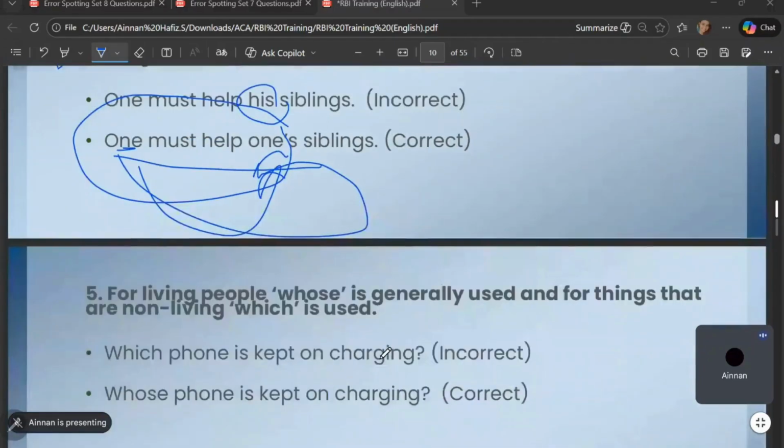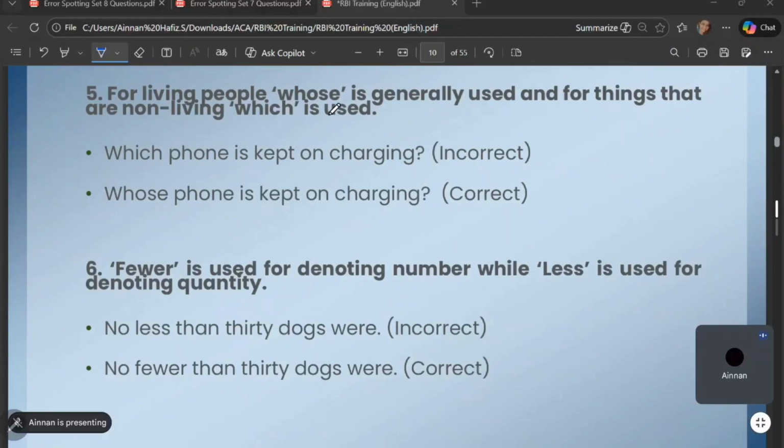Yes, ma'am. Okay. Next, for living people, whose is generally used, and for things that are non-living, which is used. It's just a general statement where, when you're specifying living things, or when you're trying to address living things, you use the word whose, and for non-living, you use the word which. Okay, there is no logic behind this. It's just one statement. For living people, you use whose, and for non-living, you use which. Please make a note of this.